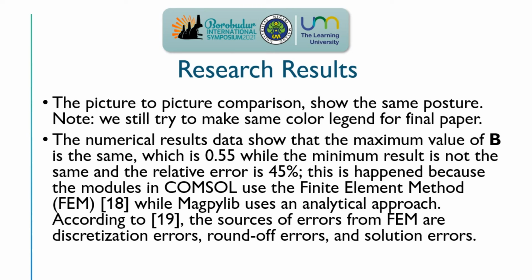The numerical result data show that the maximum value of B is the same, which is 0.55, while the minimum result is not the same, and the relative error is 45%. This happened because the module in COMSOL used the finite element method, FEM, while MagPilot used an analytical approach. According to the reference, the sources of error from the finite element method are discretization errors, round-off errors, and solution errors. So this is a difference between the analytical and finite element methods. The finite element method approaches using numerical methods, and there is some error. So there is a difference.